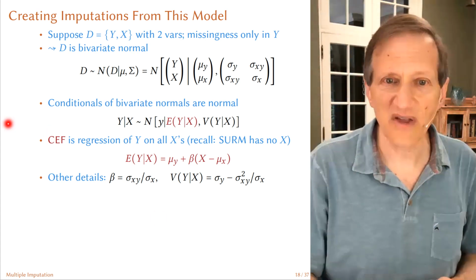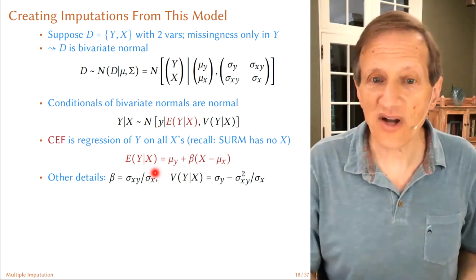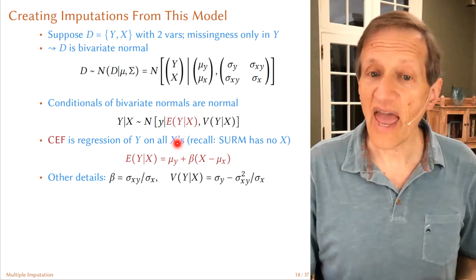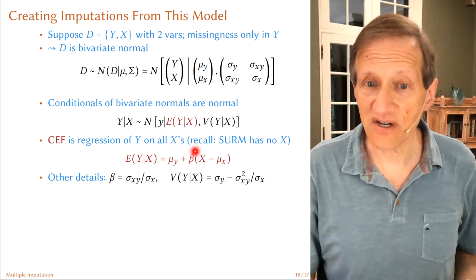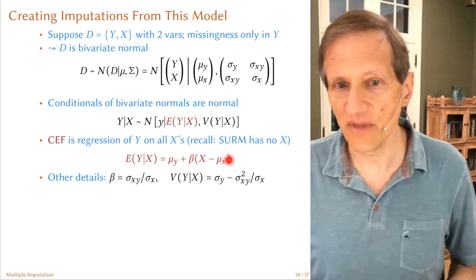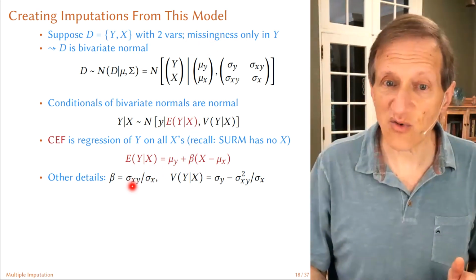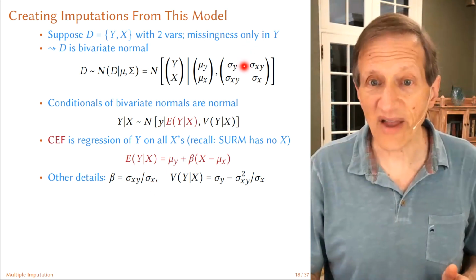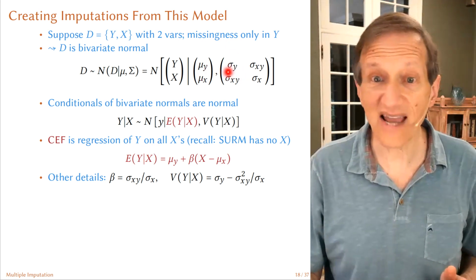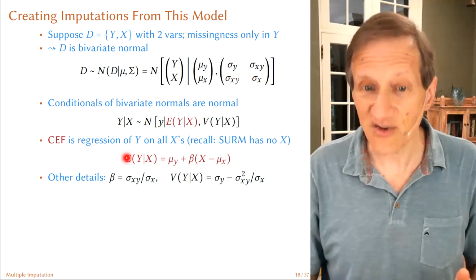The CEF of y given x is a regression. This is the exact formula of the regression. It's got a constant term, which is mu y, which comes from here, and it has a coefficient and a variable. The variable is y, it turns out, minus mu x, which comes from here. Where do we get beta from? Beta is sigma xy over sigma x, which comes from here. So all these parameters come straight from here. We've already estimated these when we ran the whole big model. So this is all a result of that.